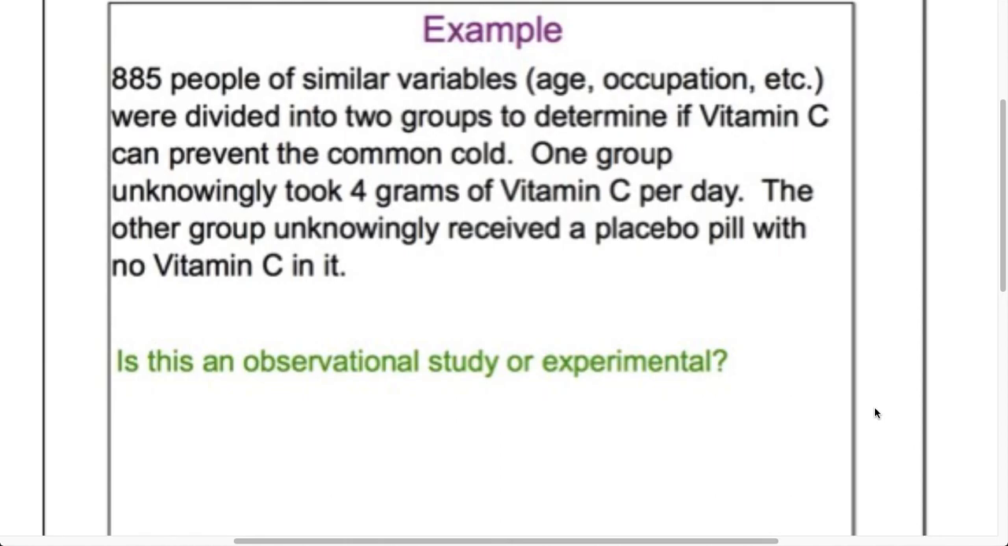885 people of similar variables, age, occupation, etc., were divided into 2 groups to determine if vitamin C can prevent the common cold. One group unknowingly took 4 grams of vitamin C per day. The other group unknowingly received a placebo pill with no vitamin C in it. Again, a placebo pill is basically a sugar pill. And so of these 885 people, nobody other than the scientists running the experiment knew whether they were actually taking vitamin C or not. They could have been taking vitamin C, or they could have been taking literally just 4 grams of sugar every day. Okay?